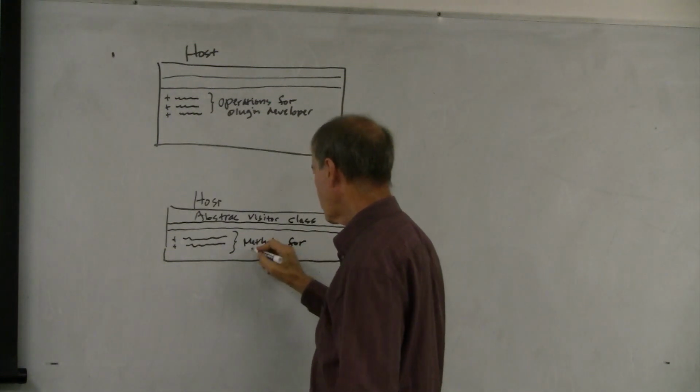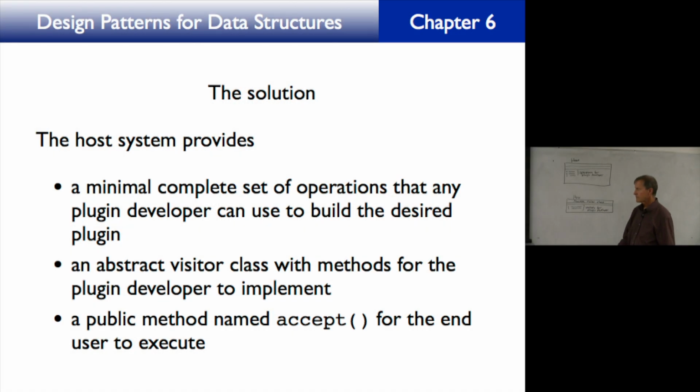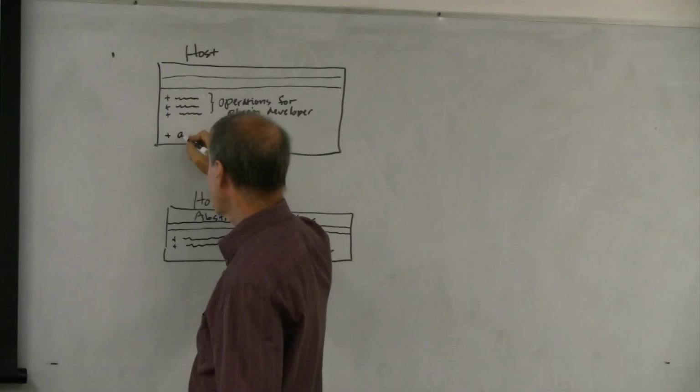And then there's one more thing that the host system provides. What's the last one? A public method named accept. For whom? The end user. Now that's the third. Are you with me? That's for the user. So here, up here in the host system, plus accept.